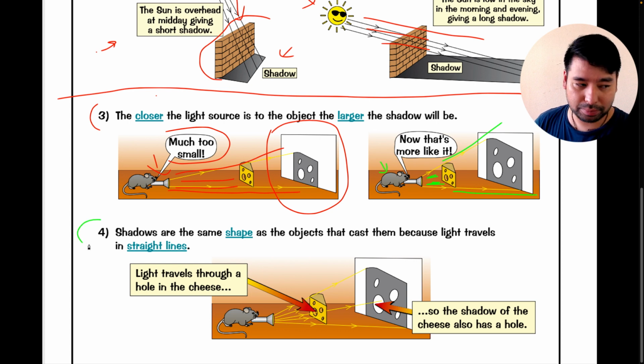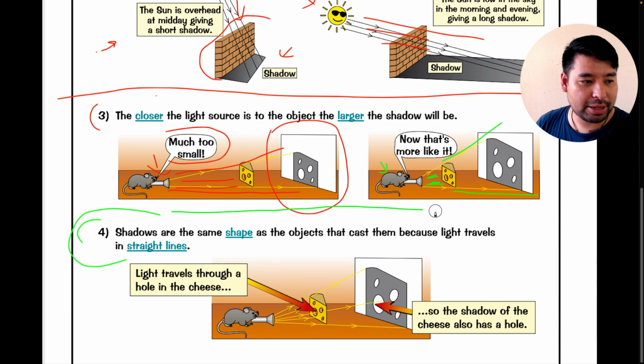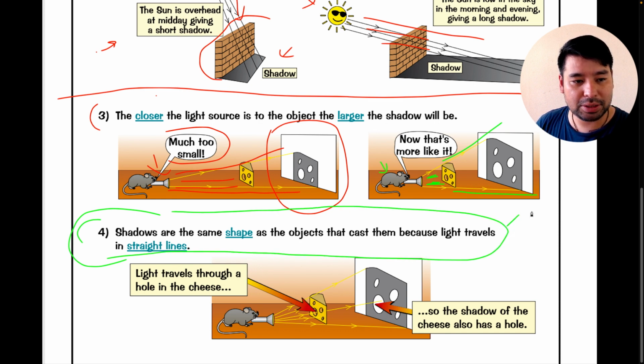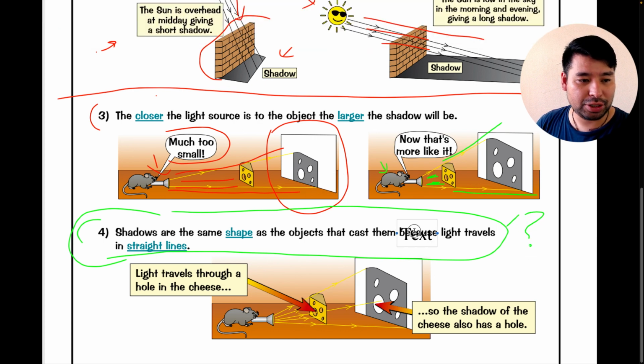And then number 4: shadows are the same shape as the objects that cast them because light travels in straight lines. This is very interesting information, okay? So I'm gonna read that again. Shadows are the same shape as the objects that cast them because light travels in straight lines. This is a sentence that I'm gonna ask you students to translate for me, to your mother language. Please give me the translation.